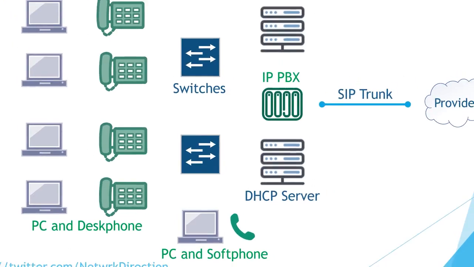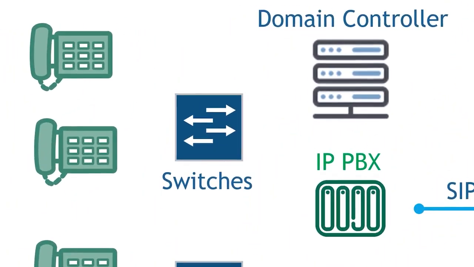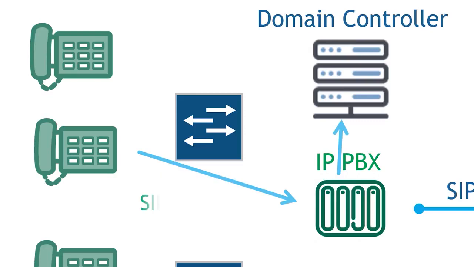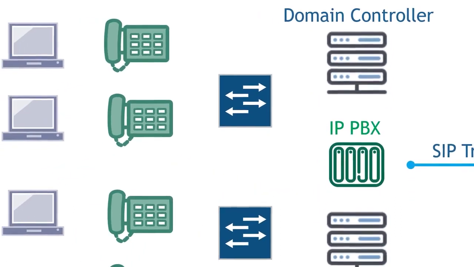As mentioned earlier, the PBX is the heart of the phone system. It can integrate with Active Directory to get a list of users and their phone numbers. When a phone comes online, it will register itself with the PBX using the SIP protocol. In this case, the phone is the SIP client, and the PBX is the SIP server. We'll look at SIP in detail in a future video. Everything's ready to make a phone call now.